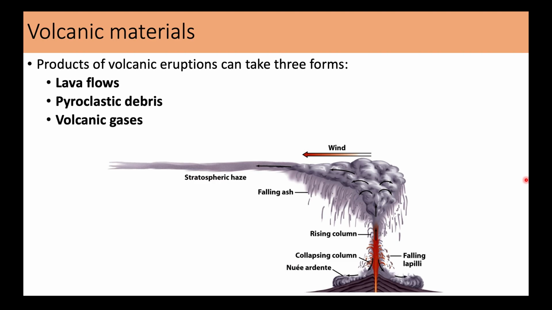So when we think about volcanoes and eruptions, the main three products from a volcanic eruption are lava flows, pyroclastic debris, and volcanic gases. So lava flow is, of course, a flow of lava. Pyroclastic debris is any other debris that would be erupted, and then volcanic gases are definitely always released into the air.